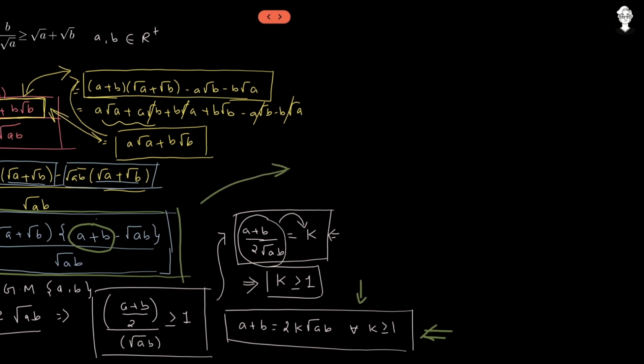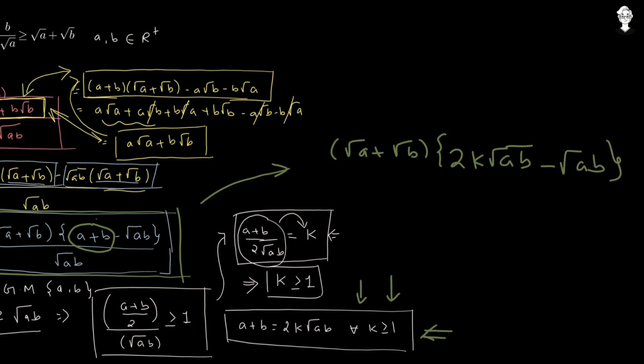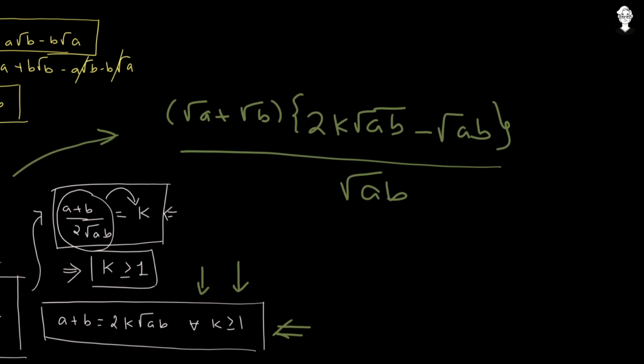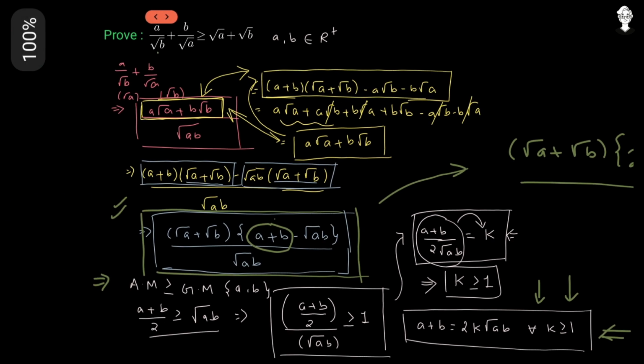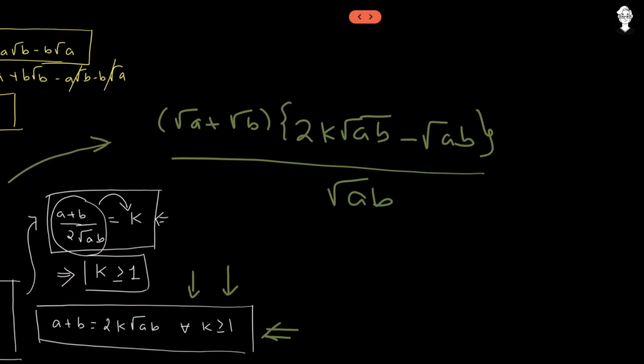So the equation will look like the bracket as it is, square root of a plus square root of b, getting multiplied with, now instead of a + b we can put this value, that is 2 times k times square root of ab, minus ab, and this thing is getting divided by square root of ab. Now one thing I forgot: as we can see, here we have a and b in the denominator part, so a and b belong to the positive real numbers but not equal to 0, remember that. As a and b are not equal to 0, their product would also be not equal to 0, and this means their square root is also not equal to 0.